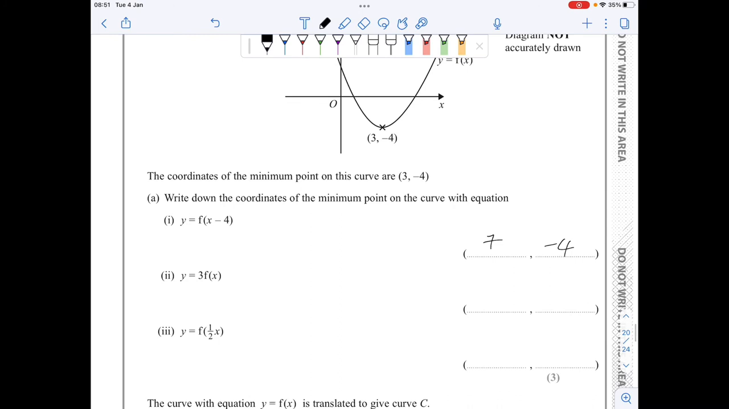In the second part, 3f of x, this is a stretch along the y-axis by a scale factor of 3. So I'm going to keep my x the same and multiply my y by 3, and I'm going to get minus 12. And then in the third part, this is a stretch along the x-axis by a scale factor of 2. Which means I'm going to multiply my x coordinate by 2, so it becomes a 6. I'm going to keep the y the same.